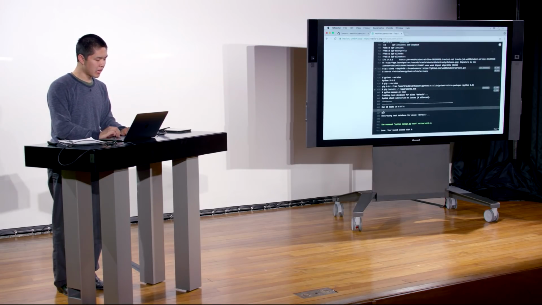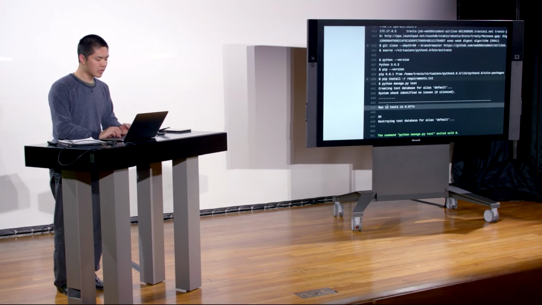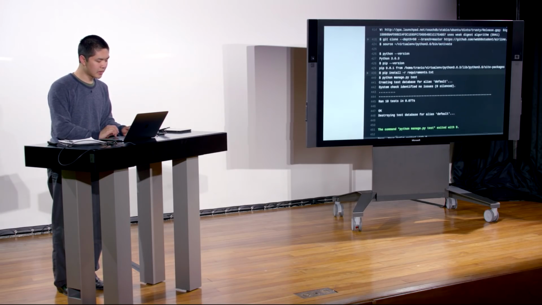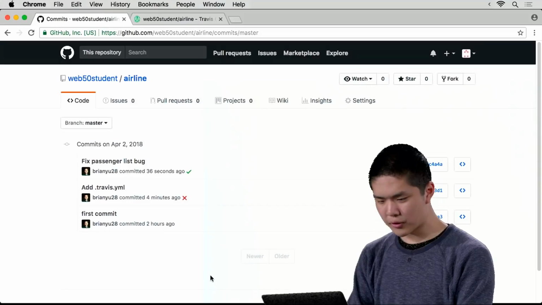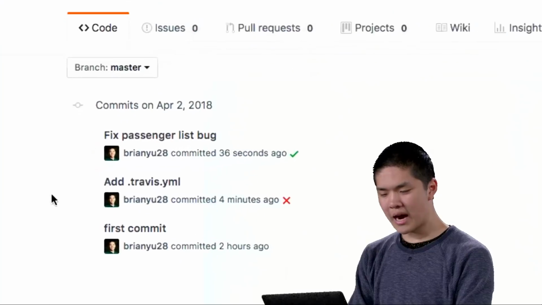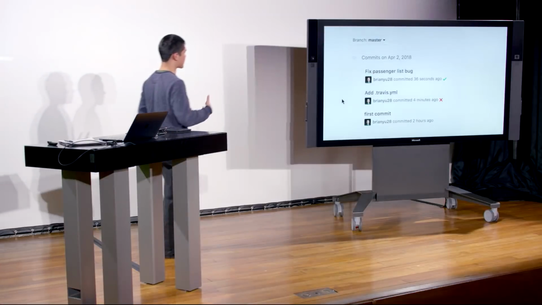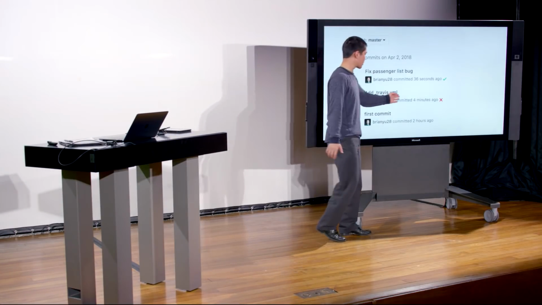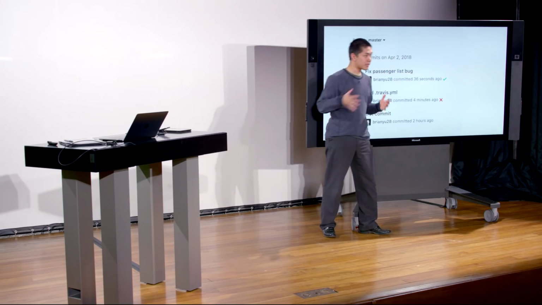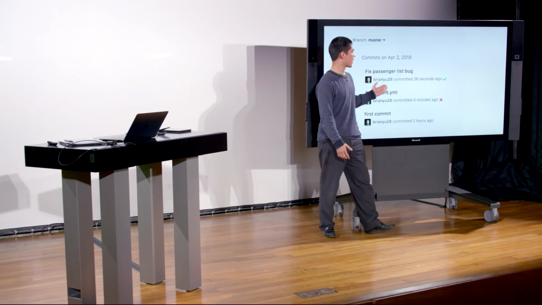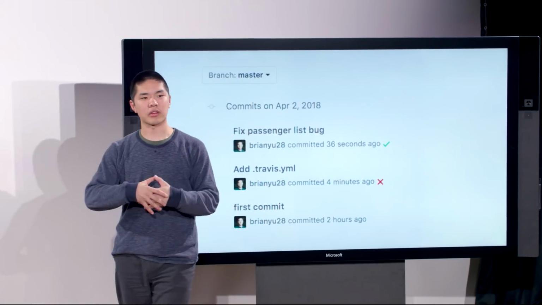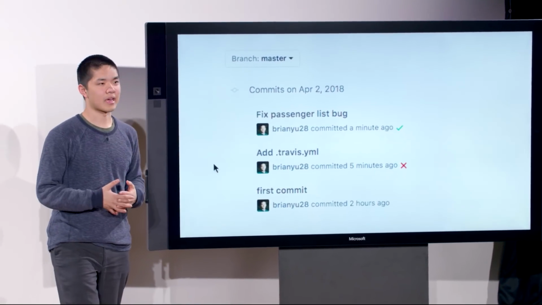In this case, it looks like it ran all 10 tests. Nothing seems to have gone wrong. It says OK. Manage.py test exited with 0, so now we're done. And if we go back and check this commit history, now we see next to each one of these changes, this add.travis.yaml commit that I made, something went wrong. I didn't pass the test here. But now here, when I tried to actually fix the passenger list bug, then that did in fact pass. So all is well in that case now.